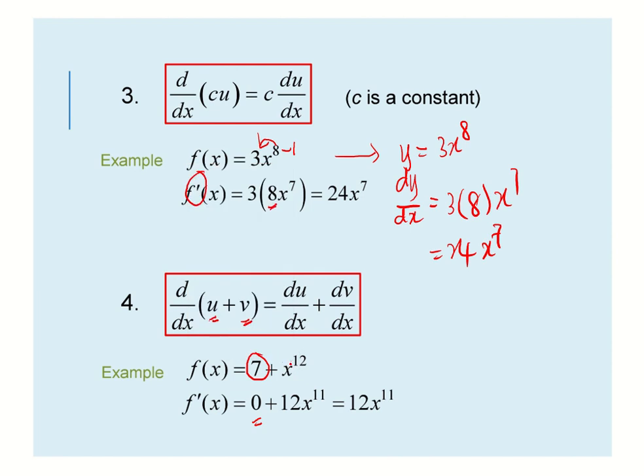When we differentiate this one, we bring the 12 down here, and 12 minus 1, we get 11. So we have 12x to the power of 11 plus 0. So we have 12x to the power of 11. So these are the four basic differentiation rules that we need to remember.